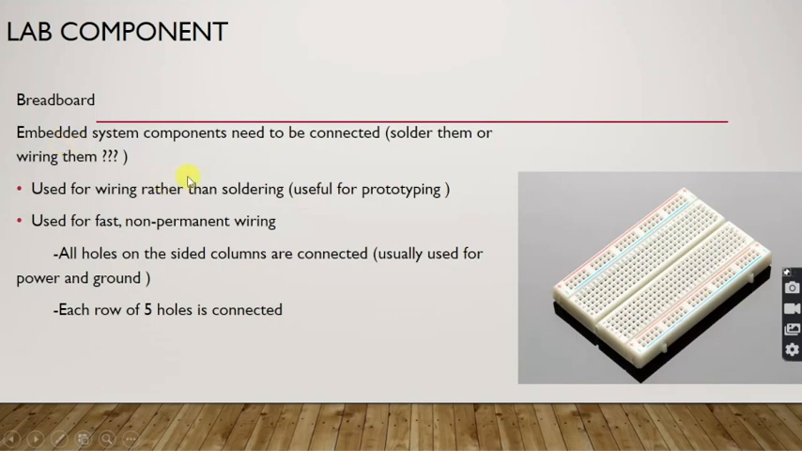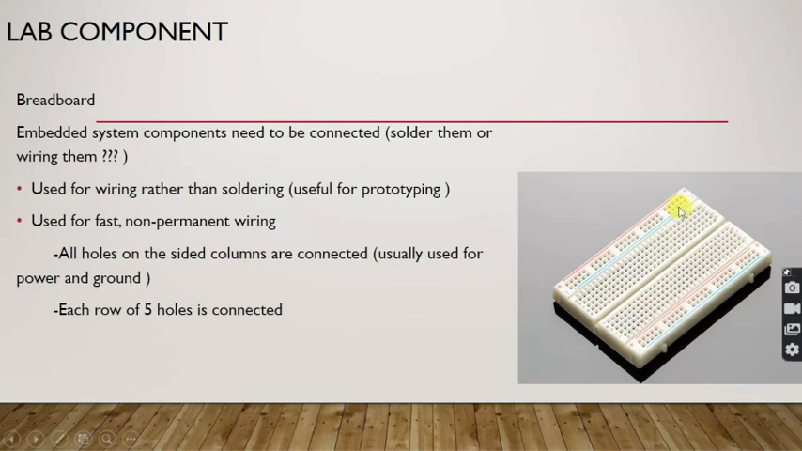So, the embedded system components, as we said, are hardware and software. These hardware parts need to be connected. How do we connect the hardware? We have two methods: solder them or wire them. In this lab we will use the wiring method. Why the wiring method? Because it's fast and non-permanent. Maybe in your project we will solder some things. If you want to go further and make a prototype, maybe with an enclosure or 3D printing, we should use soldering.